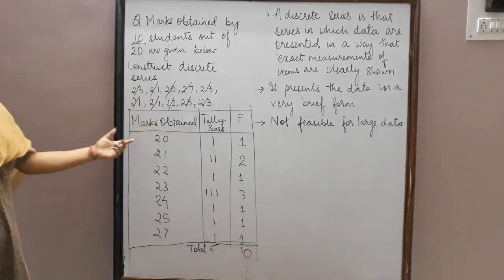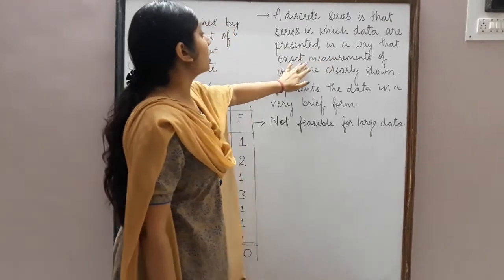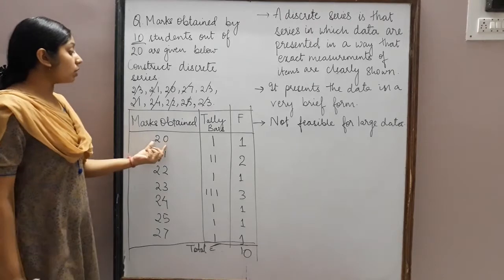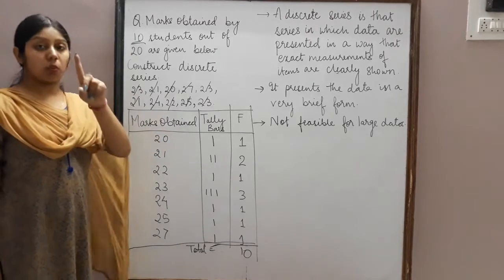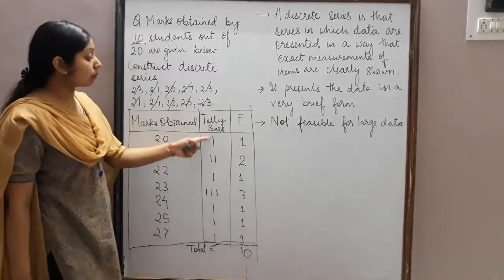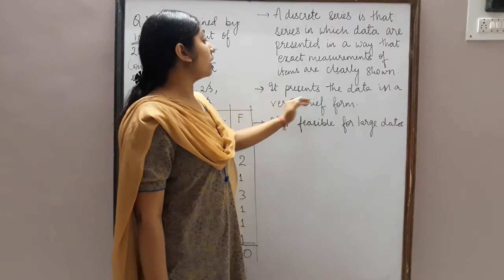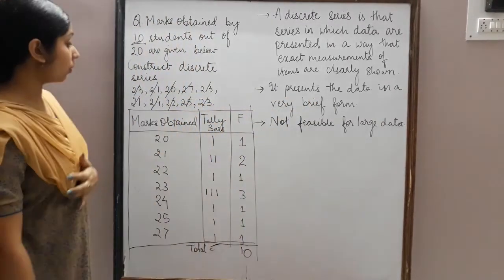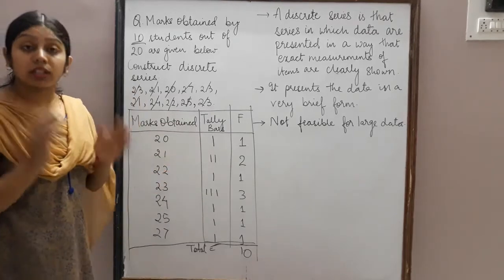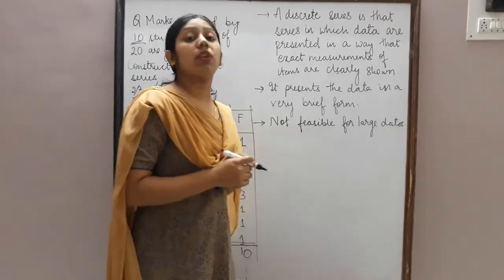So see, this is a discrete series in which data are presented in a way that exact measurements of items are clearly shown. How many students obtained 20 marks? 1. So over here exact measurement is shown with the help of tally bars. Okay. Now it presents the data in a very brief form. You can see over here we hardly have to make 3 columns and the data is organized as the chapter needs. Next, not feasible for large data.